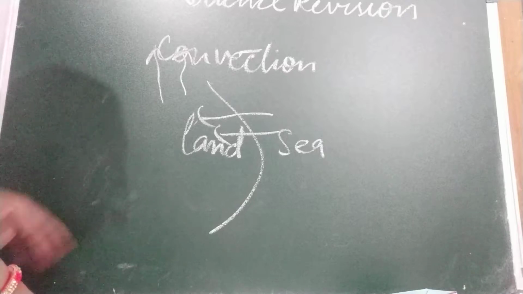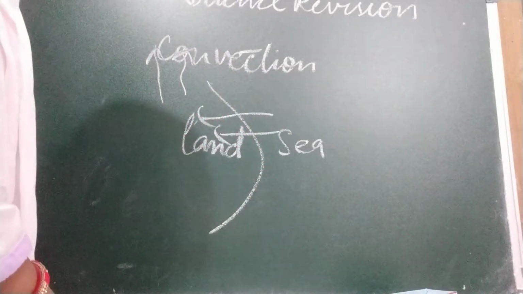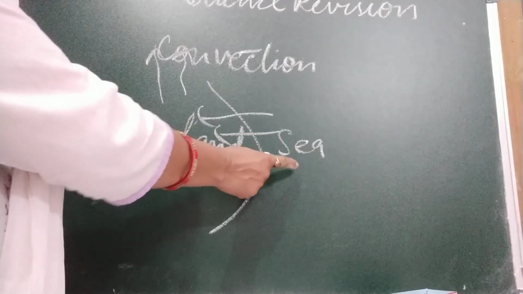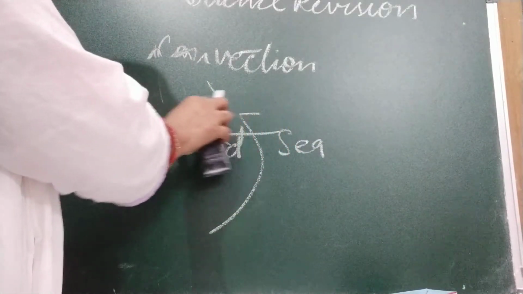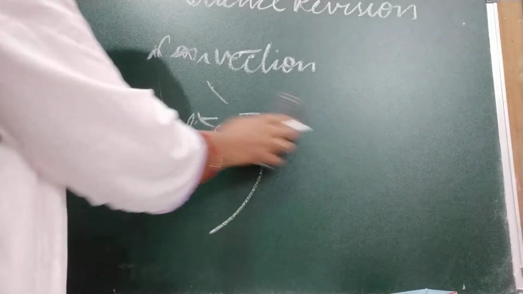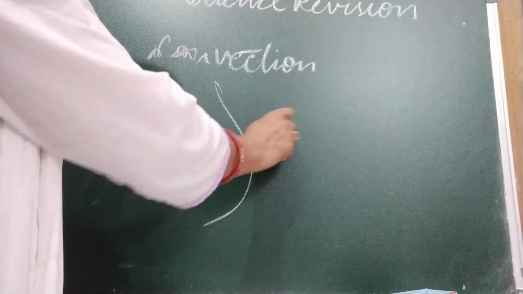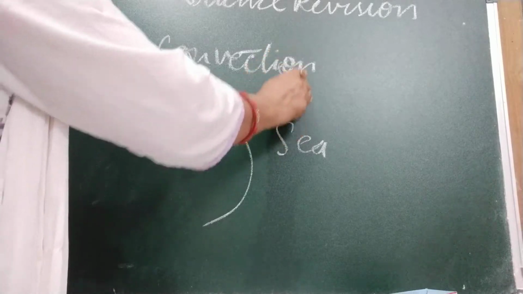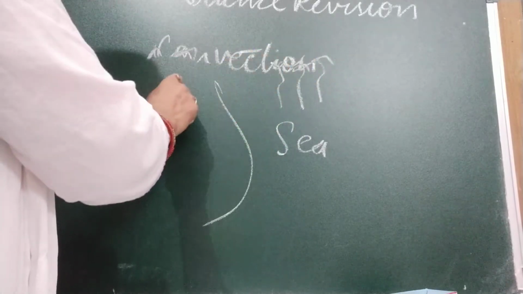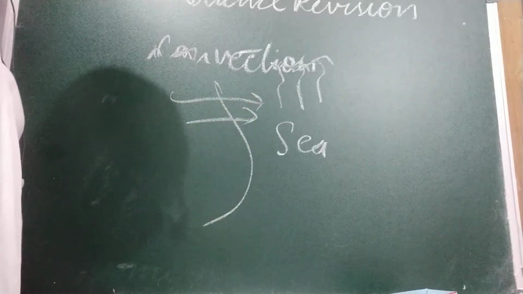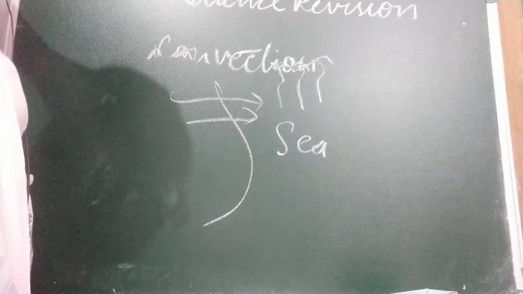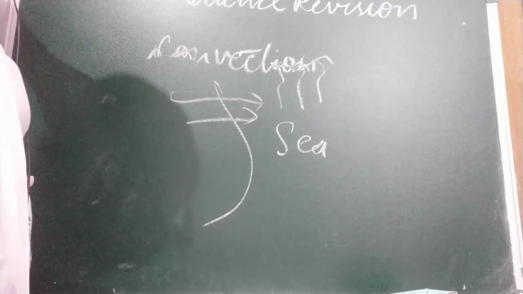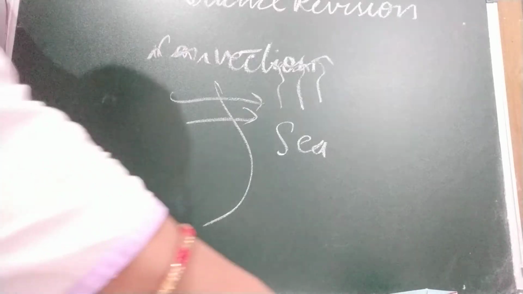During the night, land loses heat faster than water and becomes colder. The air over the sea is now warmer in comparison to the land. It rises up. So what happens at night? The warm air rises up, and the cooler air over the land rushes to take its place. Thus we observe land breeze at night.